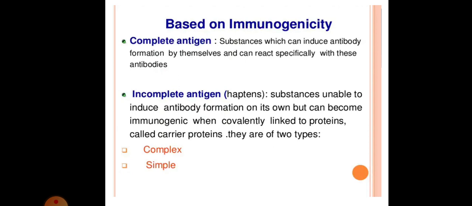The second type on the basis of immunogenicity is the incomplete antigen, sometimes also known as hapten molecule. Incomplete antigens or hapten substances cannot induce antibody formation on their own, but can become immunogenic when covalently linked to proteins called carrier proteins. These incomplete antigen molecules do not produce antibodies, but after linking with a carrier protein they can produce antibodies.